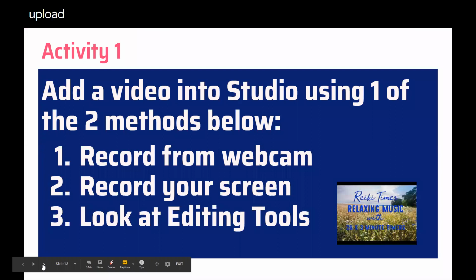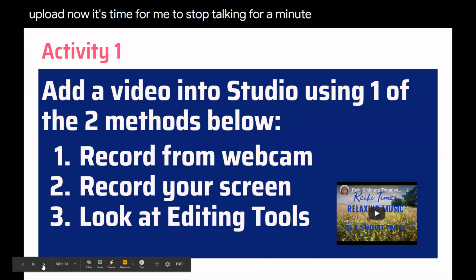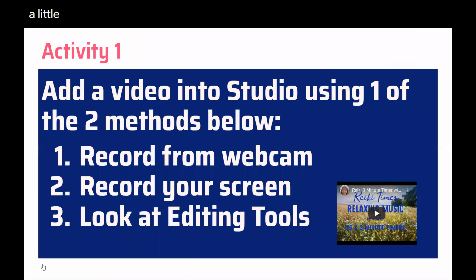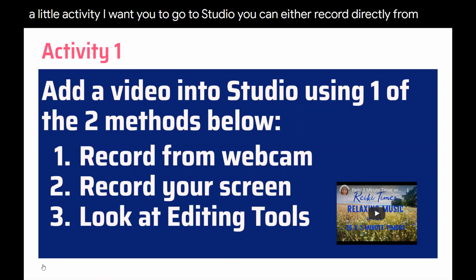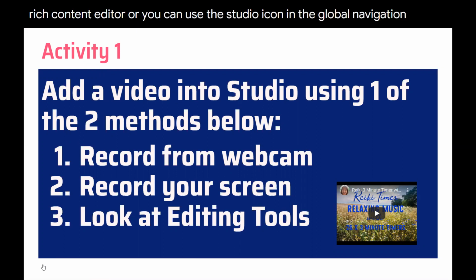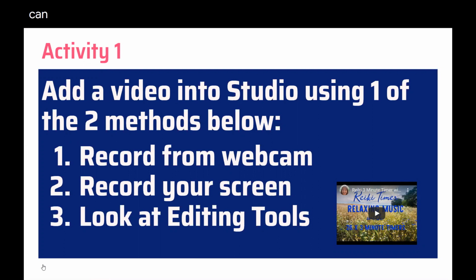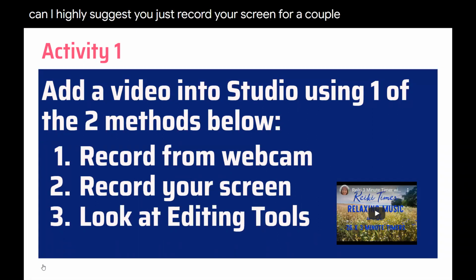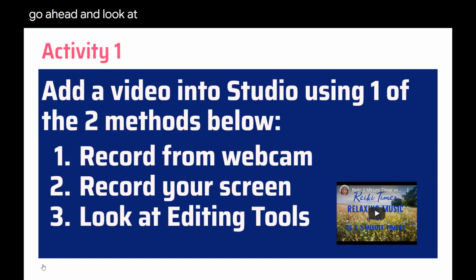All right, now it's time for me to stop talking for a minute, and I'm going to give you a little activity. I want you to go to Studio. You can either record directly from the Rich Content Editor, or you can use the Studio icon in the global navigation. I highly suggest you just record your screen for a couple seconds, and then go ahead and look at the editing tools.